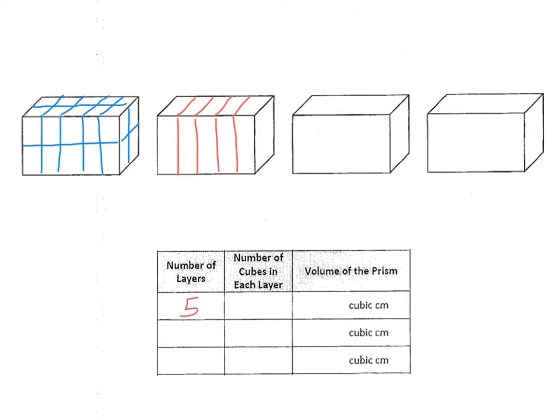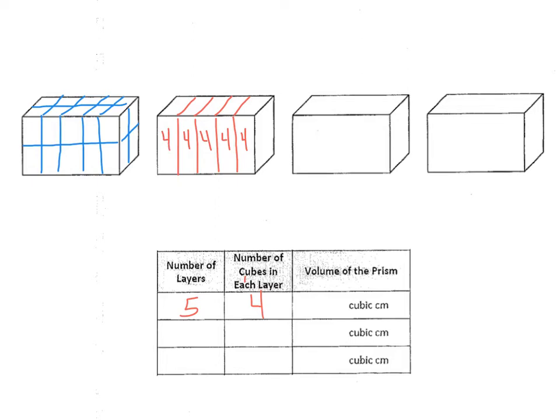Well, how many cubes are in each layer? And we know each means 1. So here's 1 layer. So let's look over here. How much is in 1 layer? 1, 2, 3, 4. Number of cubes in 1 layer. So each layer has 4 cubes, so I'm going to put 4 in the first layer, 4 in the second, 4 in the third, 4 in the fourth, and 4 in the fifth.